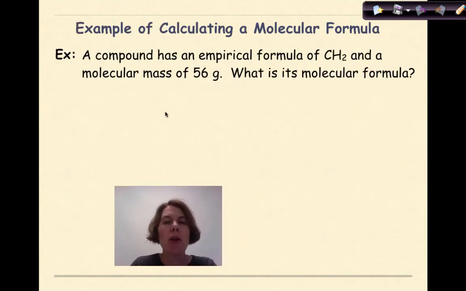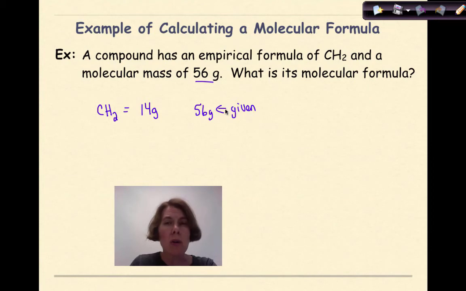A compound has an empirical formula of CH2 and a molecular mass of 56 grams. What is its molecular formula? The first thing that I'm going to do is write out my empirical formula, which is CH2. And then I'm going to find the gram formula mass of my empirical formula. So carbon is 12, each hydrogen is 1, so the gram formula mass of CH2 is 14 grams. And then the 56 grams is a given, and that is my total molecular mass.